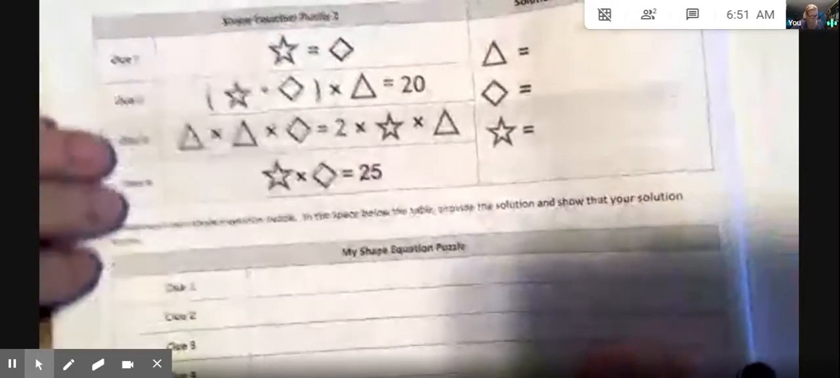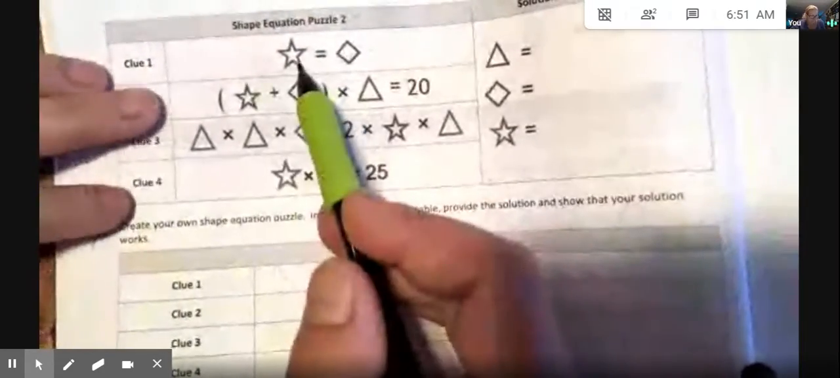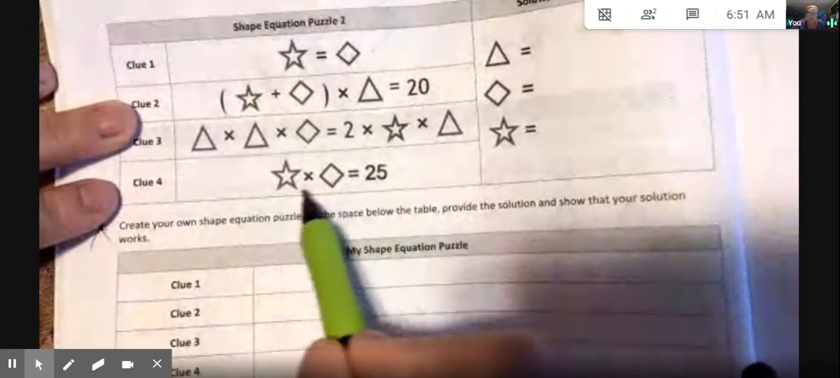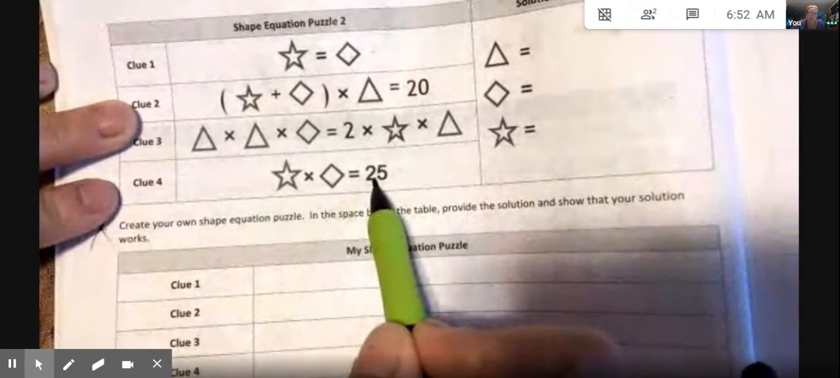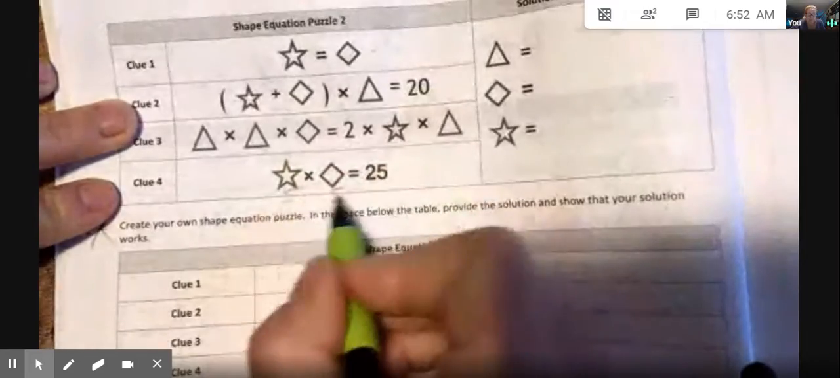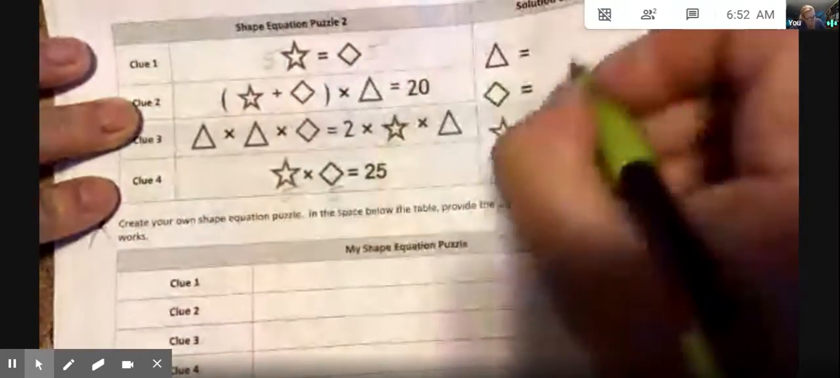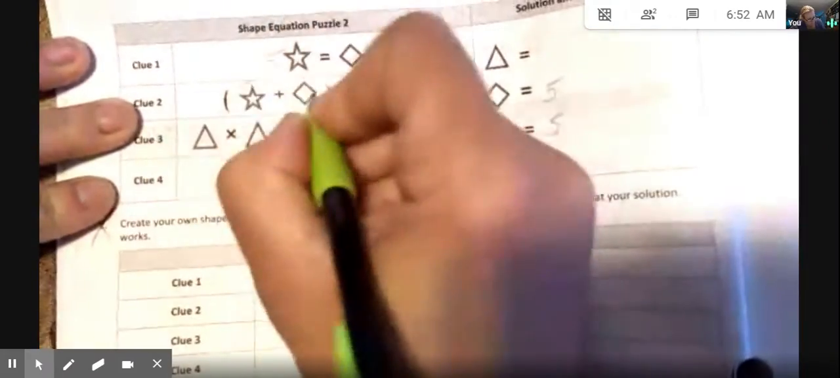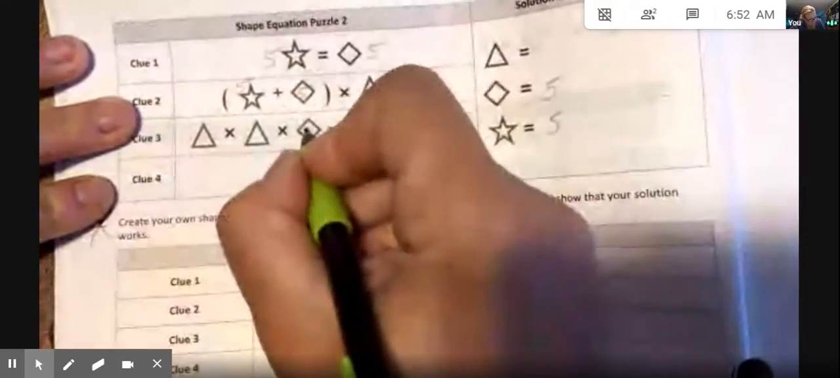And then we know that the star is going to be the same number as the rhombus. And when you multiply those together, you get 25. So it should be 5. That should be 5. 5 times 5 is 25. So star is 5. Rhombus is 5. So I'll go through and put 5s on everything.